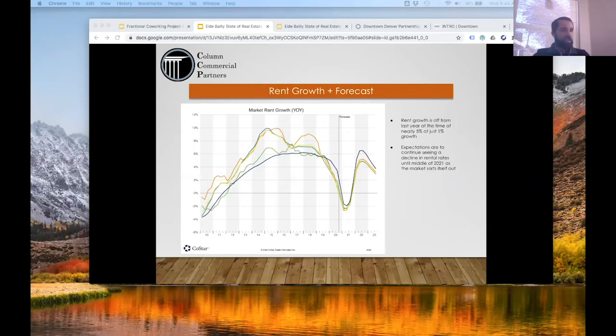This chart looks like I lost my key, but real quick, specialized type of assets. Non-logistics is this orange. The light blue one up here is the logistics number. Green is what is considered a flex number, a combination of warehouse and office. And then we've got yellow for the Denver market, and dark blue for the United States market.